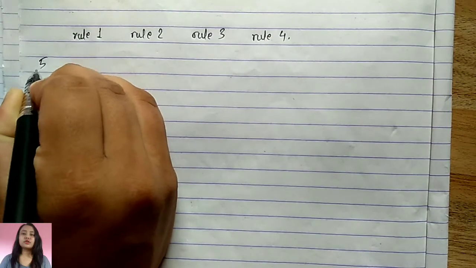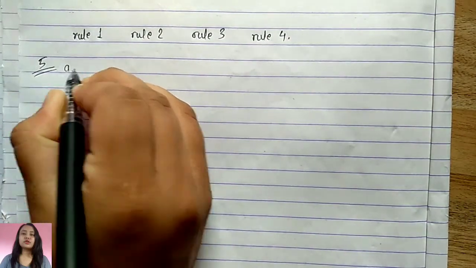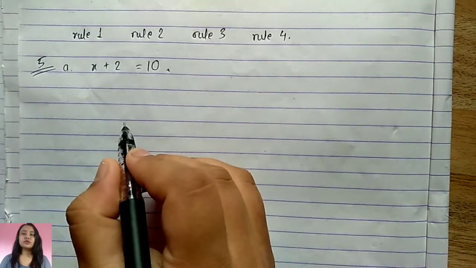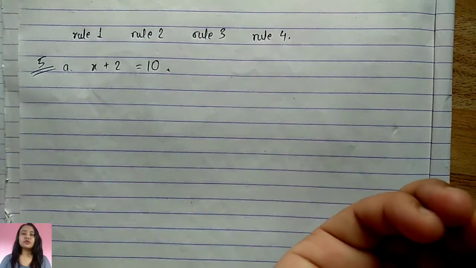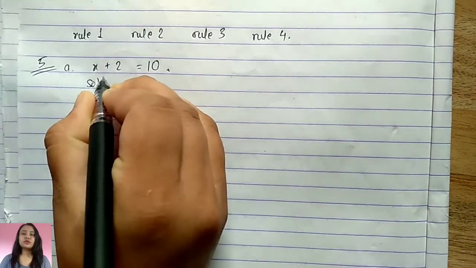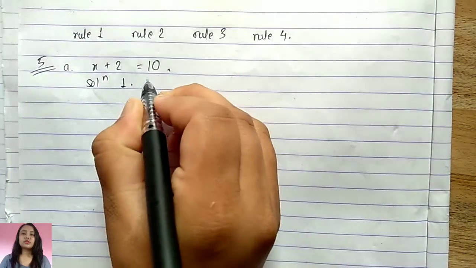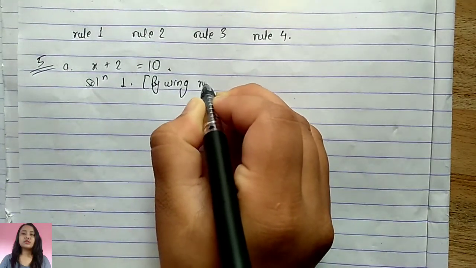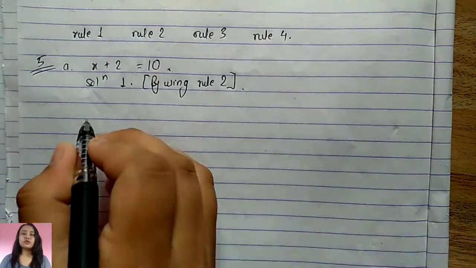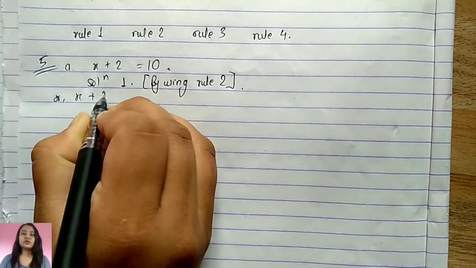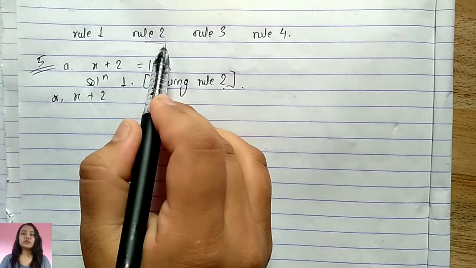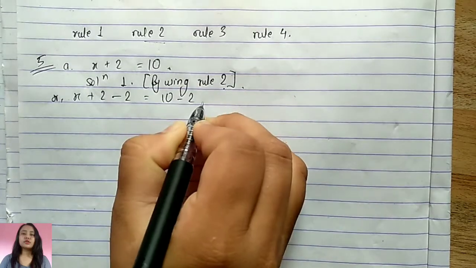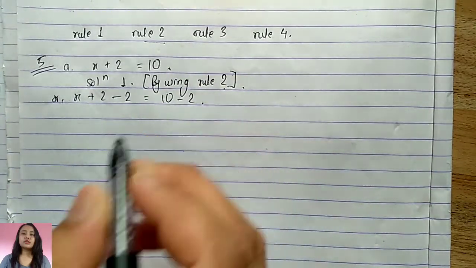So we have question number 5 here. First, question 5a has x plus 2 equals 10. In this case I will provide you two different solutions. Solution one will be by using rule 2. Rule 2 means subtraction, right? So minus 2 equals 10 minus 2. This is how we have to use rule 2.